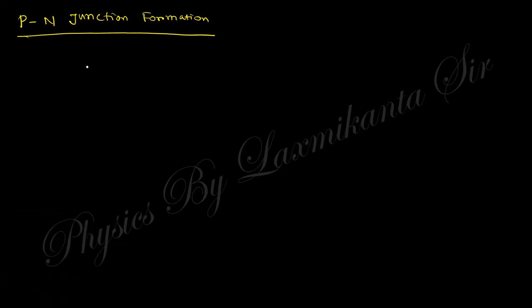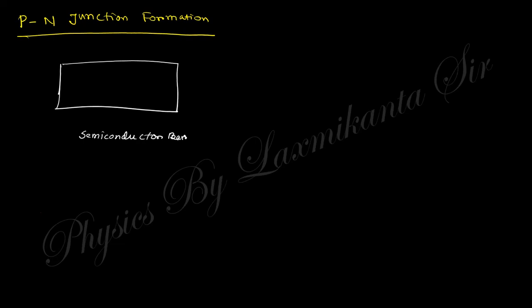Suppose this is a semiconductor bar. In this region of the semiconductor bar, you dope the trivalent, that is aluminum, and in this region you dope the pentavalent.